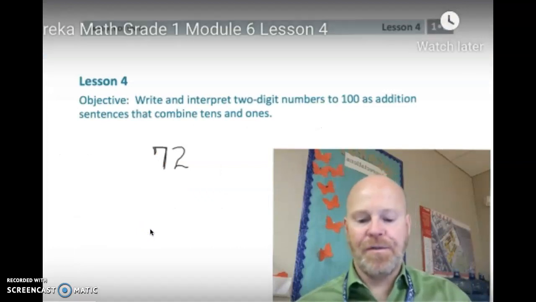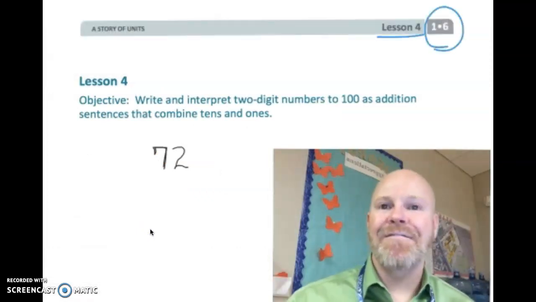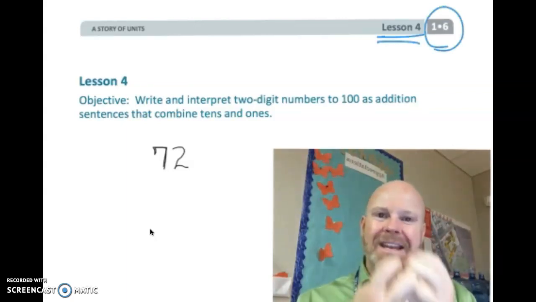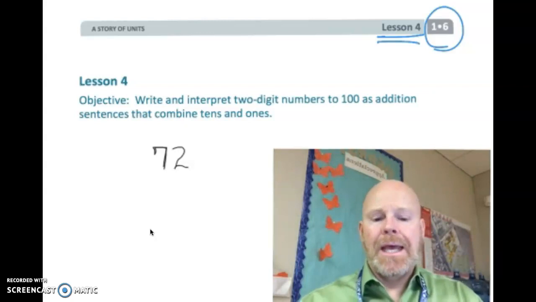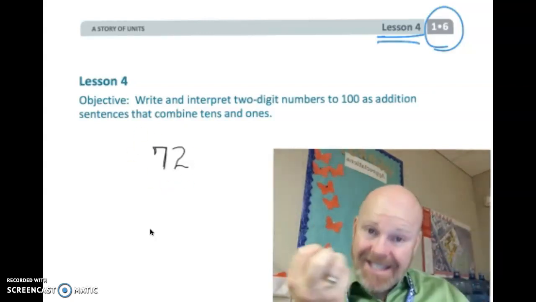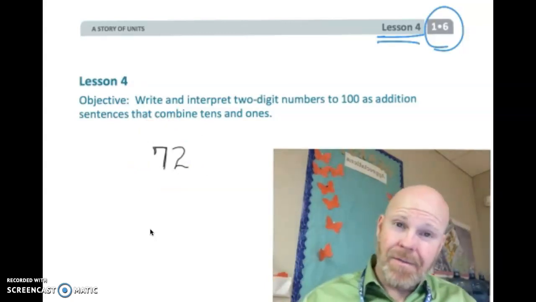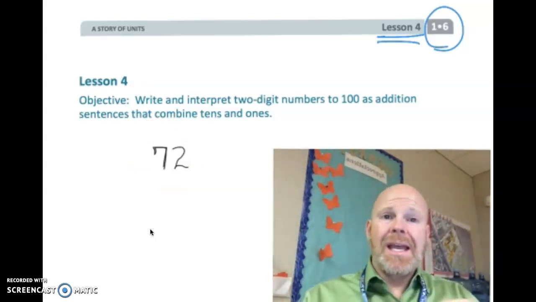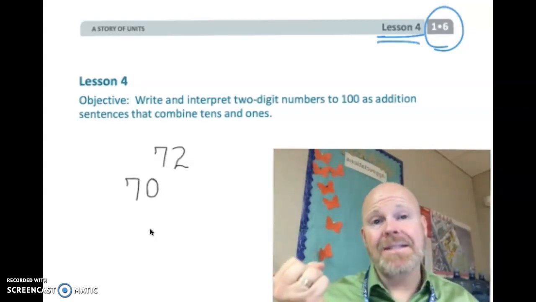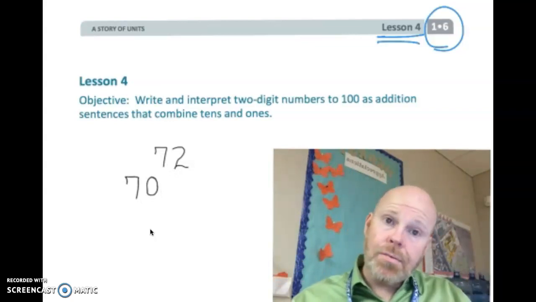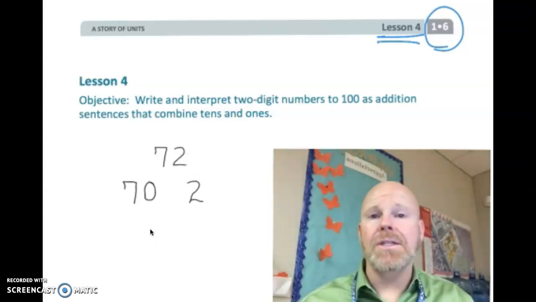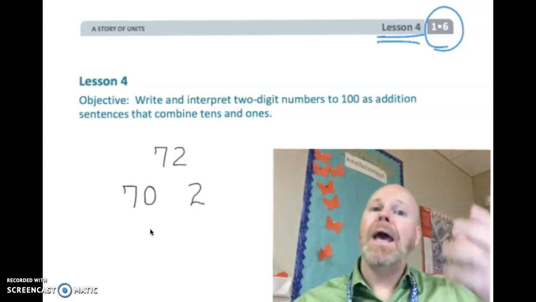All right, this is first grade, Module 6, Lesson 4. And in this lesson, students are going to continue understanding that a number, let's say 72, can be torn apart into two parts, the tens and the ones. For example, 72 can be torn apart so that you get a 70, as in 7 tens, and a 2, as in 2 ones. So you've got 72 broken apart into two pieces, 70 and 2.